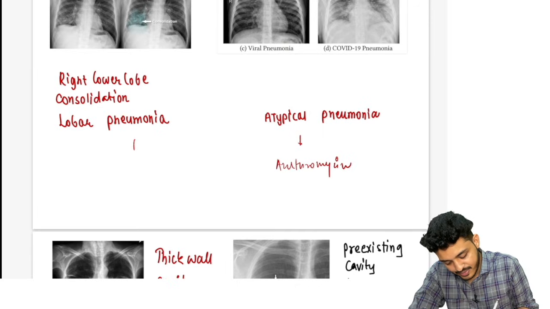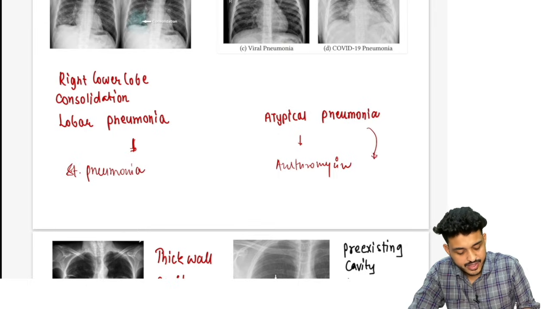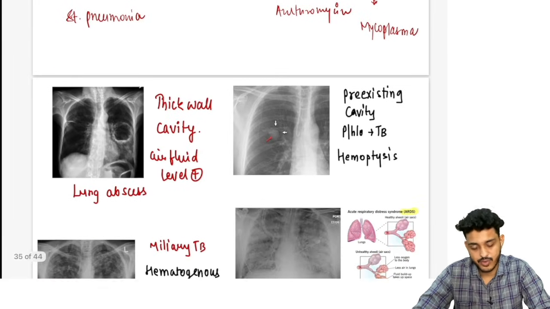Whereas in cases of typical pneumonia, lobar pneumonia, what is the most common cause? This is going to be Streptococcus pneumoniae. What is the most common cause for atypical pneumonia? Mycoplasma. Here the most common cause is going to be Streptococcus pneumoniae, right?